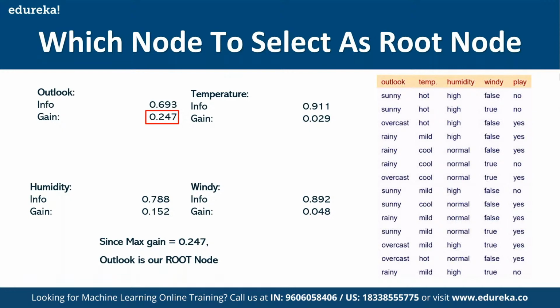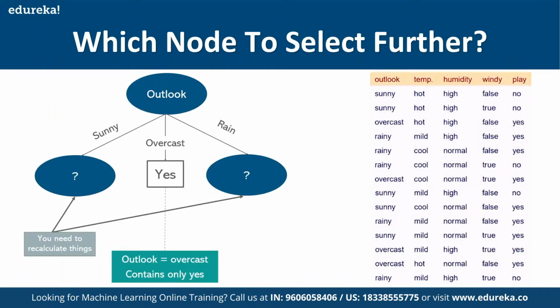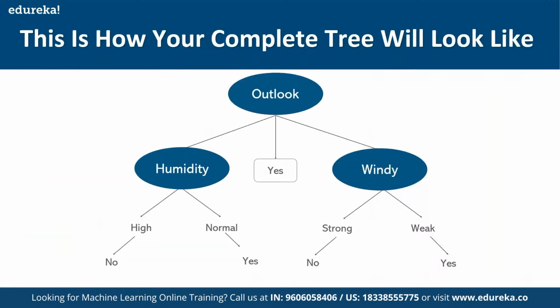You got my point. So therefore, we will pick Outlook as our root node. Similarly, when the tree gets started later on as a branch node also, your information gain will be calculated, and whichever feature is giving you more information gain will be picked up later in your tree also. So this is how you will build your decision tree, and you will finally get a decision tree like this.